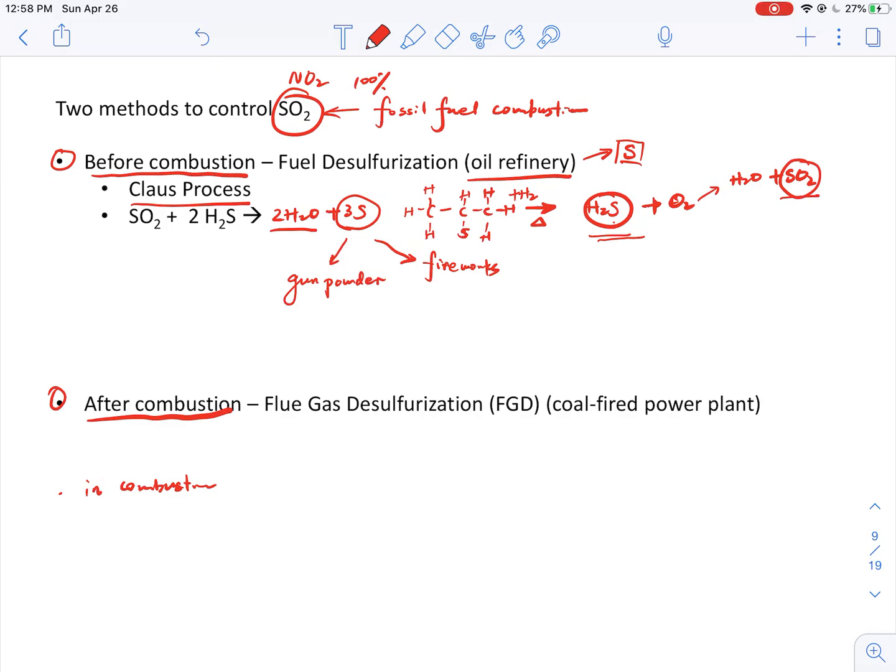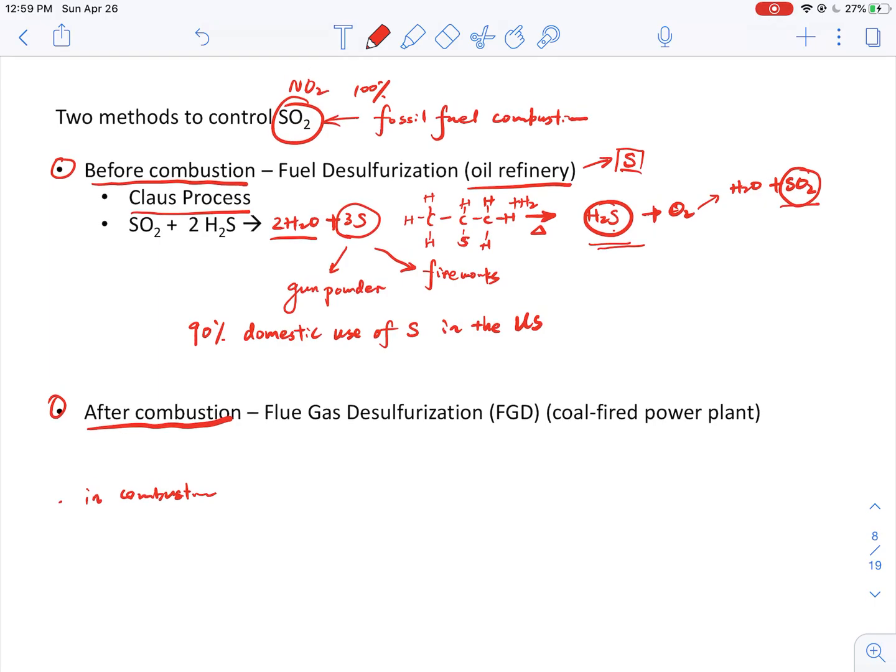So basically, the production of sulfur from the oil refinery is so large that it actually covers 90% of the domestic usage of sulfur in the United States. So basically 90% of the sulfur on the market in the US is generated from this Claus process. So you can see that we're really making a great difference by using this chemistry process here, right? We're also generating these high-value products. Of course, some of the sulfur generated from the Claus process is also exported to other countries and further makes profits. Okay, so this is the before combustion or fuel desulfurization.